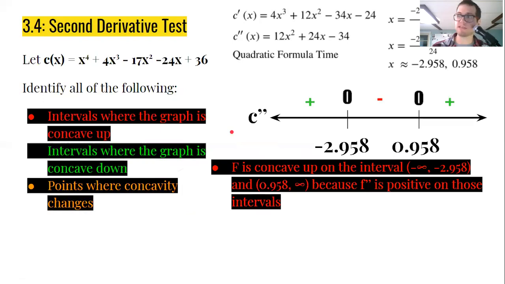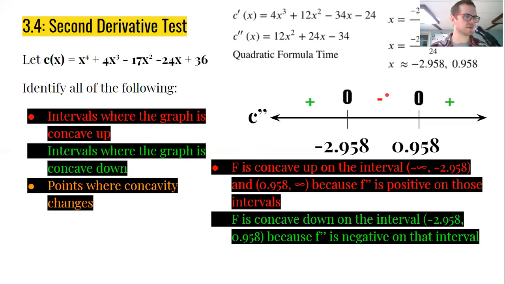So I can say f is concave up on those two indicated intervals because f double prime is positive on those intervals. That's how I expect you to say something's concave up, is you tell me literally that sentence. All right, where is the graph concave down? Right there on that interval.